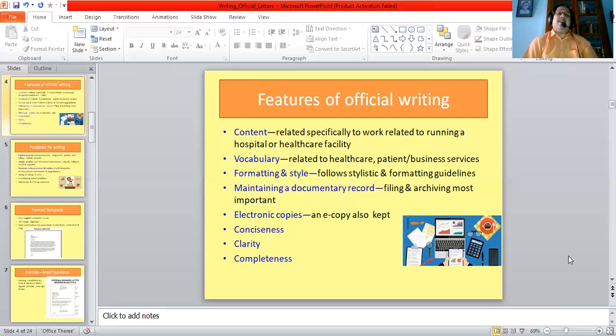The content of this kind of official writing is work-related. The vocabulary is business or patient-related. It is very concise. It is clear and unambiguous and complete in all its details. And it is properly formatted. Also, a proper and systematic record, either of hard copies or electronic copies, needs to be maintained and archived.